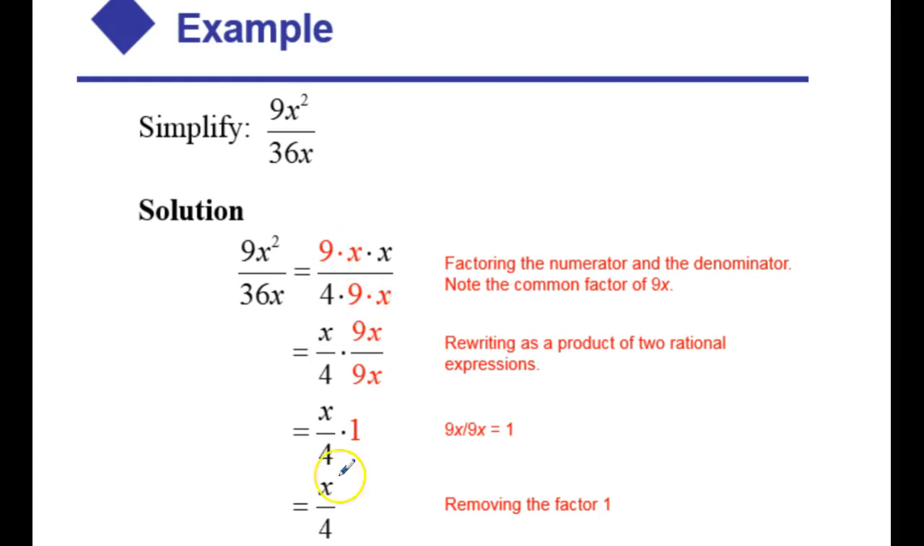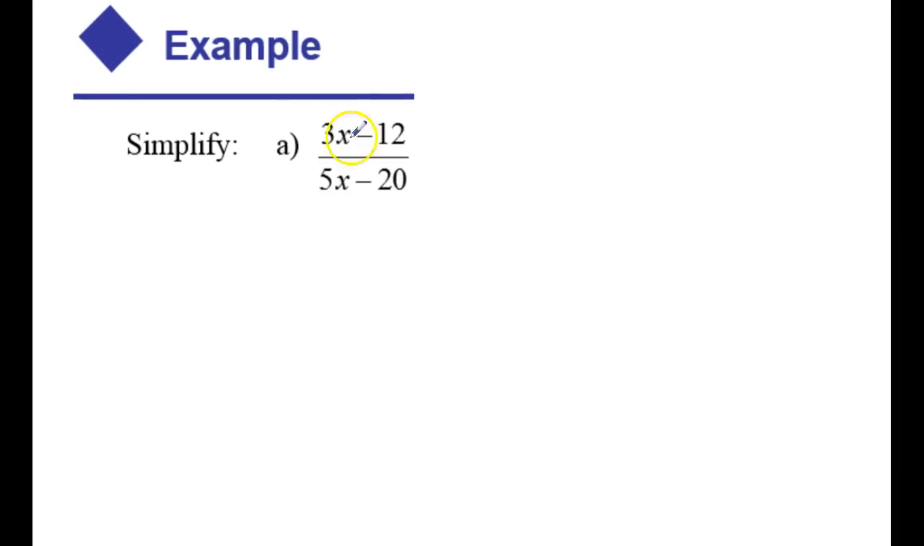And the author works that out a little bit differently, but again, 9/36 reduces to 1/4, and you have 2 x's up top, 1 x down bottom. If you cancel 1 x up top with 1 x down bottom, you're left with 1 x up top. So again, you cannot cancel these x's because they're part of a sum.